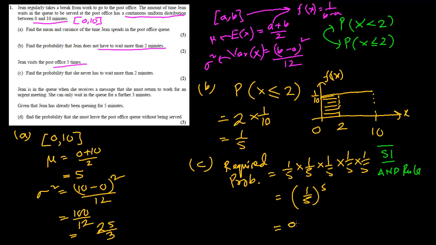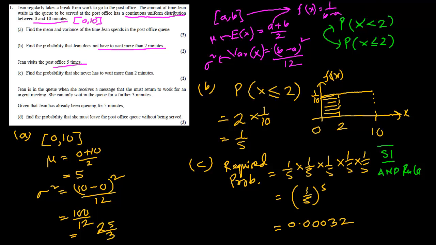So this would be 0.00032. That's the probability. So the final one is a bit different. The question is, now you always have to read the story carefully to understand what's going on. So Jean is in the queue, that means line, when she receives a message that she must return to work. So this is the story that we are doing for this sum.